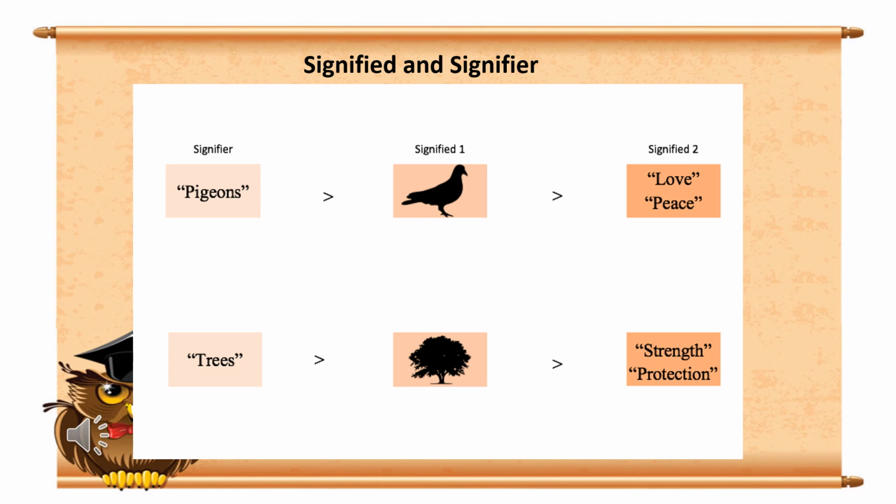On the left, we have the word pigeons. And what comes into your mind? The word image here, the image of the pigeon, is this bird. So that is signified one. And signified two is the love and peace. So these are the two significations of the word pigeons. And another one here is the tree. When you say trees, signified one is an image of a tree. And aside from this, we have another signification, signified two, the strength and protection.